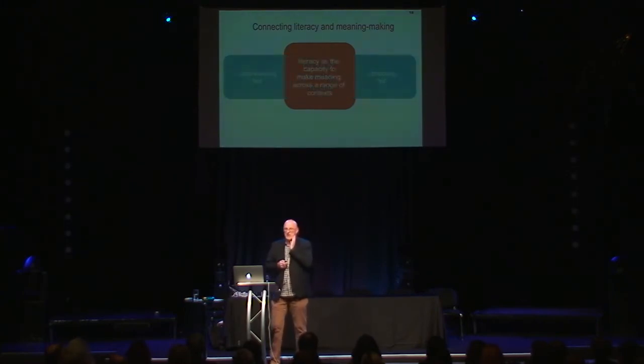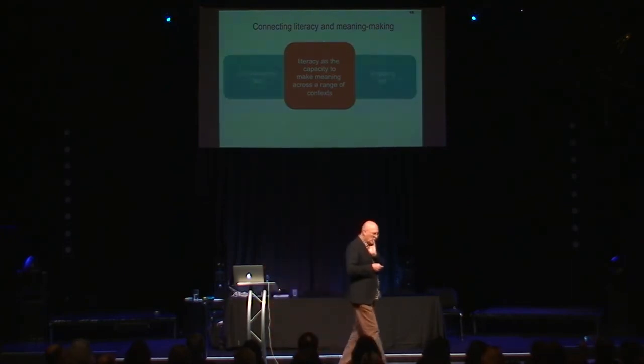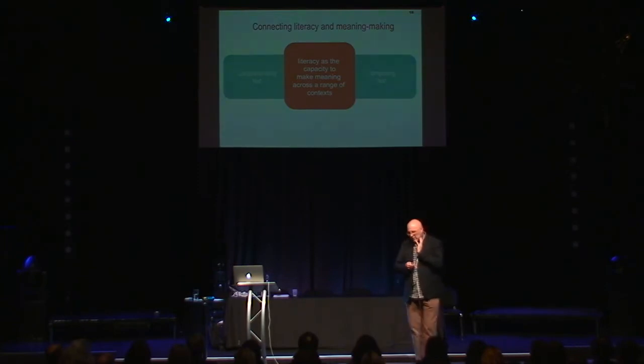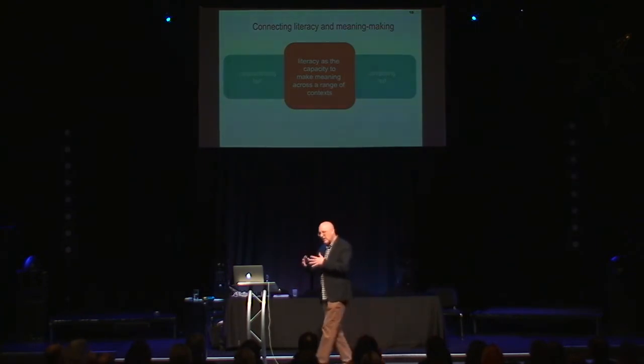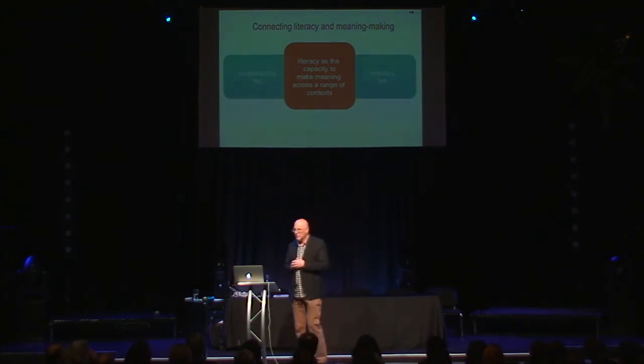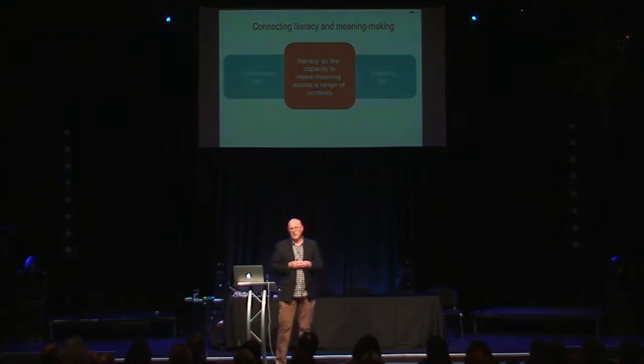Literacy can be seen as a capacity to make meaning across a range of contexts. So when we say someone is literate, they have a capacity, they are able to make meaning in this context and in that context. Not necessarily in all contexts. Very few, we can't do that. We are all limited to the kinds of contexts in which we can make meaning.